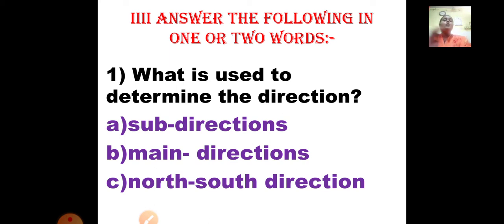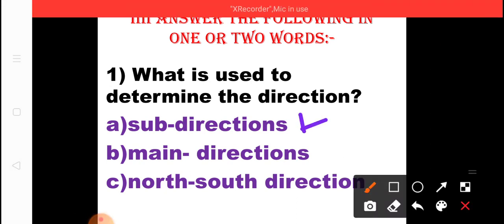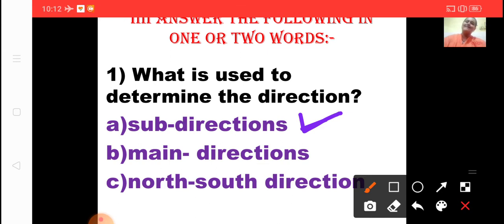Yes or no? What about the main directions? Main directions will just tell you whether it is in the north, south, east, west. But sub directions will definitely help you to show the exact place, whether it is between north and south, whether it is between east and west. So sub directions help us to know the exact direction of a particular place. So I am going to take the A option, that is sub direction, which is the correct answer. So children, remember, sub directions is used to determine the direction of a particular place.